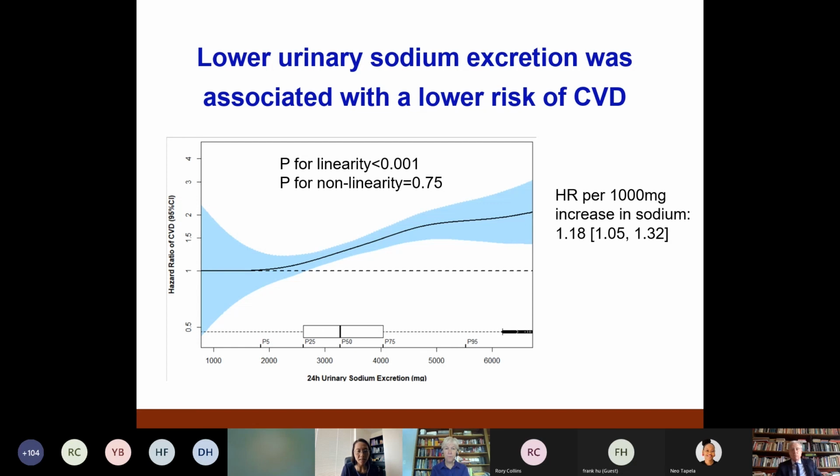Our spline analysis using all the individual data also further supports a linear association over the range of sodium excretion within the study population. As you may recall, the turning point we saw earlier in the U-shaped curve was around 4,000 milligrams per day. Clearly, we didn't find any evidence of the U-shaped association.